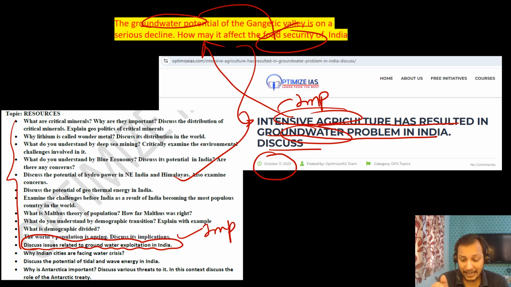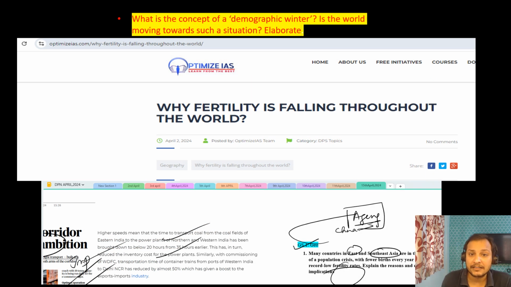Next question, you can see: what is the concept of demographic winter? Is the world moving towards such a situation? Exactly this question you can see. Why is fertility falling throughout the world? April 2, 2024. Directly a DPS question. The proof is there.